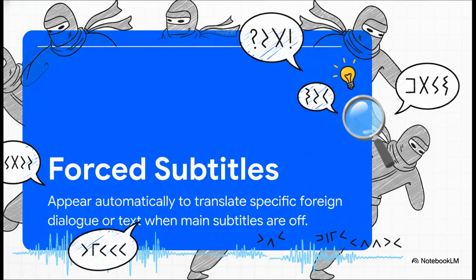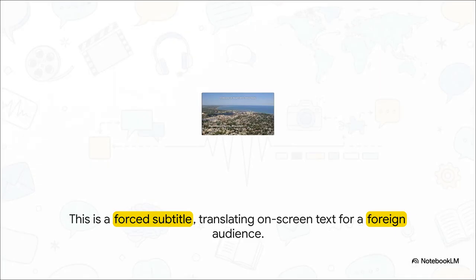All right, next up we've got forced subtitles. You can think of these as the stealth operators of the subtitle world. They show up automatically even when you have subtitles turned off completely, just to translate a very specific, super important line of dialogue or some text you see on the screen. Here we go, a classic case. If you're watching this in English, you just see the sign. Simple enough. But if you're watching in, say, Spanish, this forced subtitle pops up to translate the location. It's totally seamless, and it makes sure that nobody misses a key piece of information.